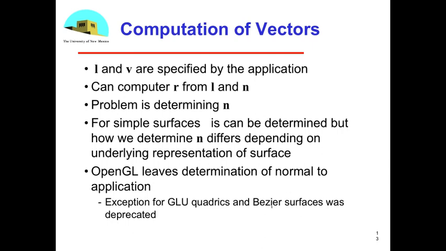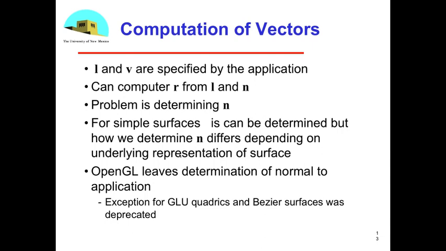Now, what about the vectors? Well, we've talked a little bit about that. L and V are the vector to the light source and the vector to the viewer. Those are things that you specify in your application. You're going to say, where is the camera, where are the objects, and where are the light sources. So that's simple. We talked about computing R, the vector towards a perfect reflection, from these other two vectors. I'll come back to that in a second. The real issue is, what is the normal at the surface?